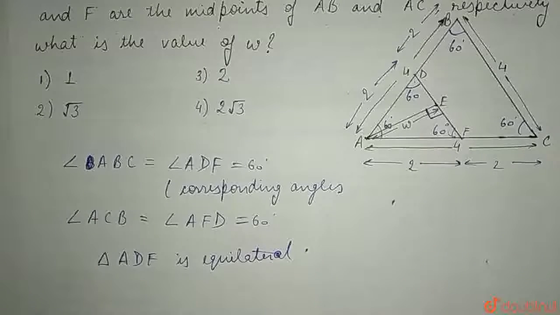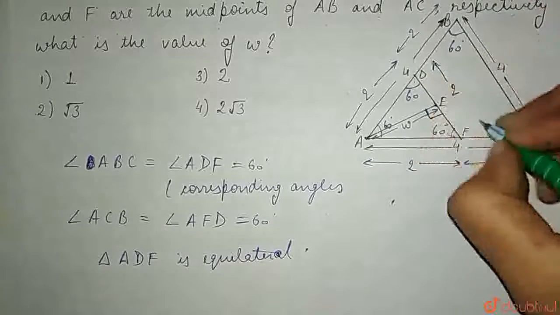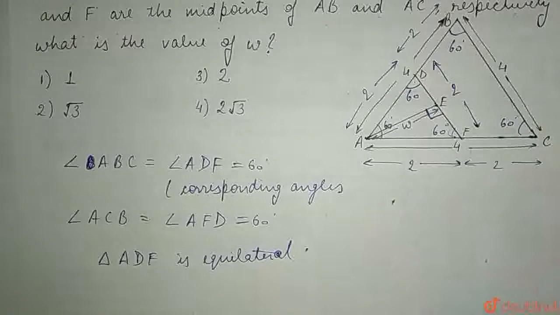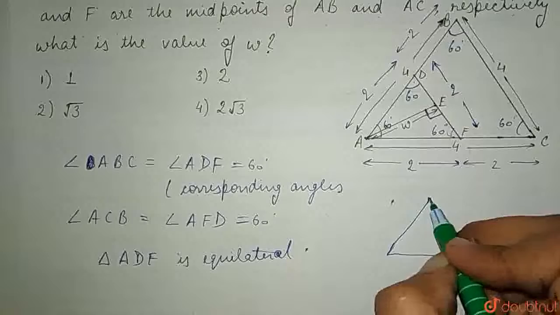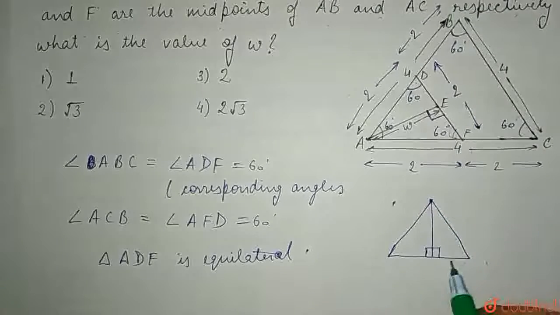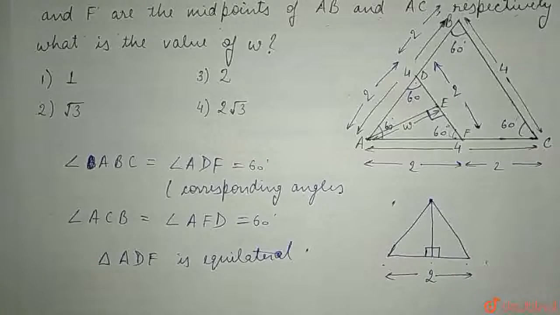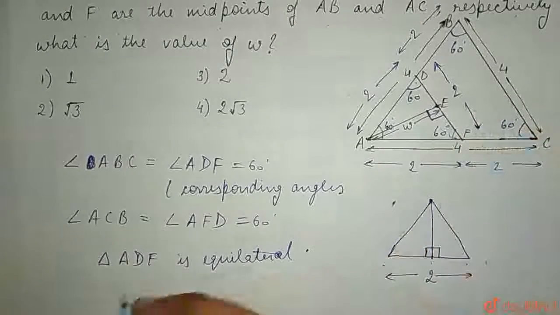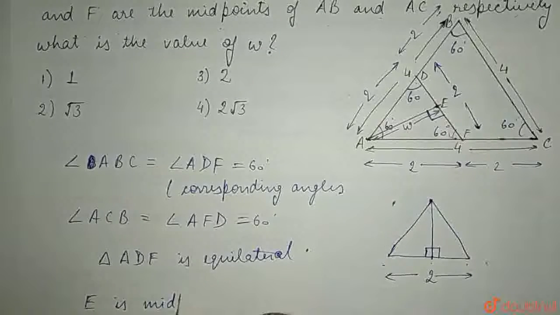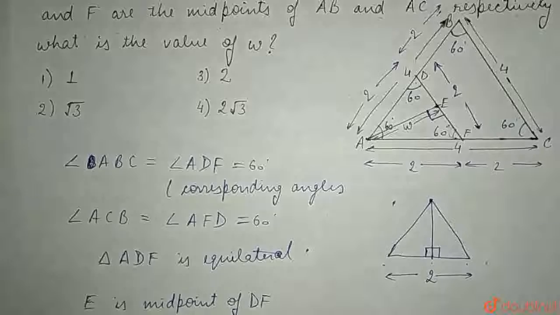Now ADF is equilateral, so like AD and AF, the side DF is also 2, because the sides of an equilateral triangle are equal. Another property of an equilateral triangle is that if a perpendicular is dropped from a point to the opposite side, it divides the opposite side into 2 equal parts. So if this side is 2 meters long, this will be the midpoint. By this property, we know that E is the midpoint of DF. So if this is 2 meters long, EF is equal to DE equals 1.